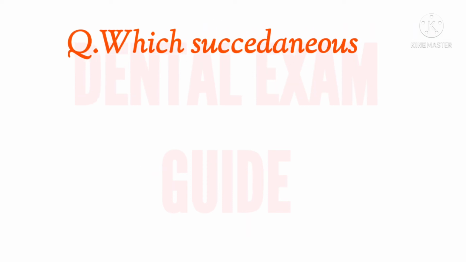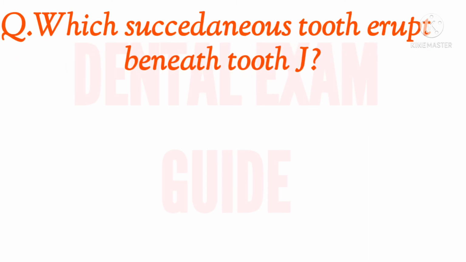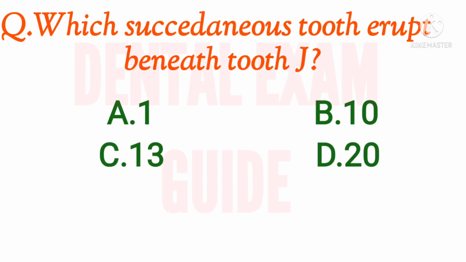Next question is, which succedaneous tooth erupts beneath the tooth J? We know in the universal numbering system, the letter J indicates the maxillary left second molar. Second premolars of permanent dentition replace the second deciduous molars, and the maxillary left second molar is replaced by the maxillary left second premolar, which has the number 13 in the universal numbering system. So the answer is option C.